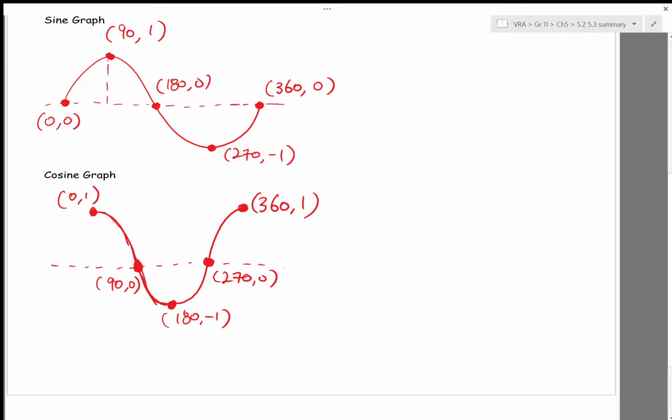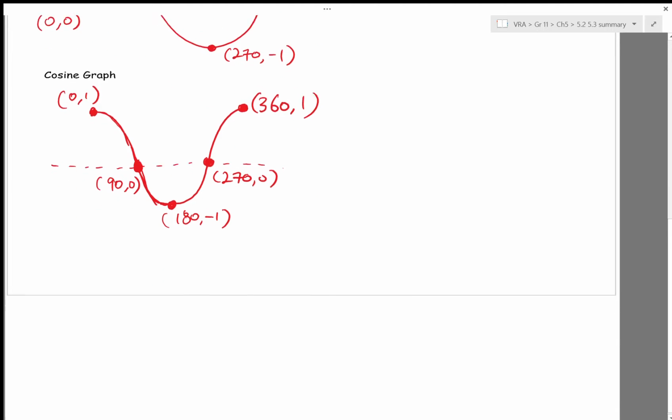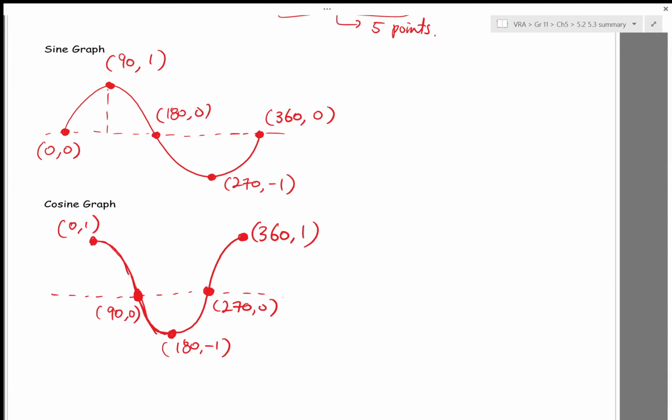So hopefully you can see that their y values are located at different x values, but their x values are actually the same. So when there is no transformation, the points or intervals go up by 90 degrees, which is 1/4 of the period.